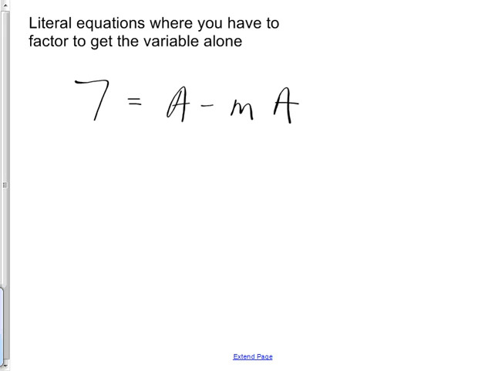Pay attention. If a has to be alone, it would be really nice if there was only one a. So to get only one a, I'm going to take this and say, oh, there's a's in both of them. I'm going to factor that a out. When I factor the a out of this part and this part, what do I have left?